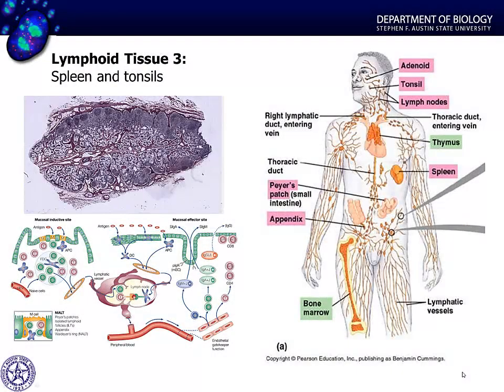Welcome to our third podcast on lymphoid tissue, and within this unit we will cover the spleen and all of our different tonsils that we have in the body.